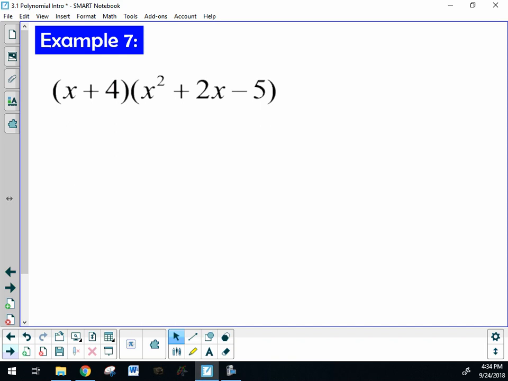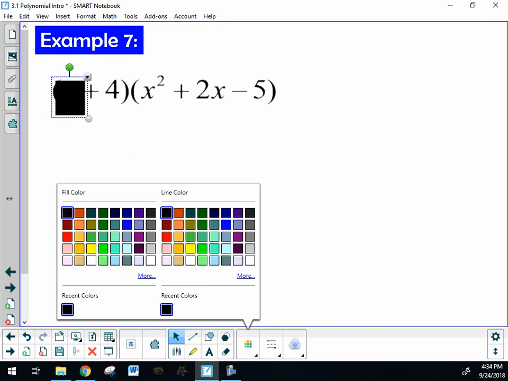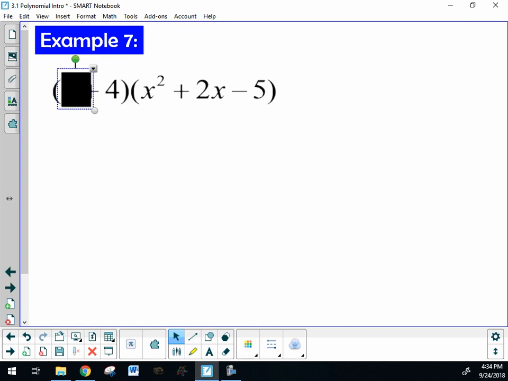We can even multiply a binomial by a trinomial. Again, just like before, if we just had, let me black that out, sorry. If we just had the 4, we would distribute it. If we just had an x, we would distribute it. When we have both parts right there, I just distribute both of them.